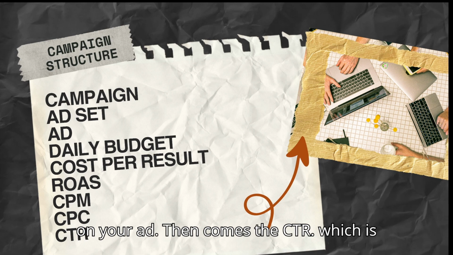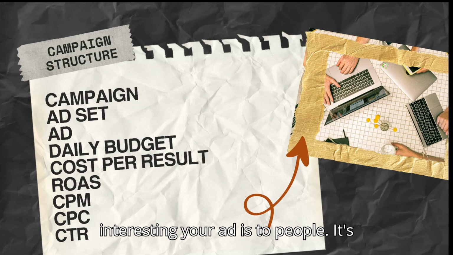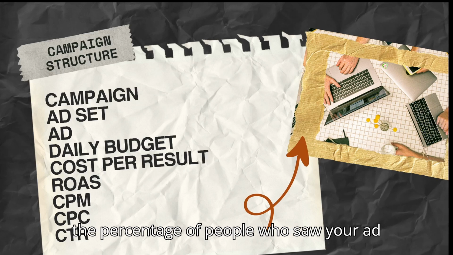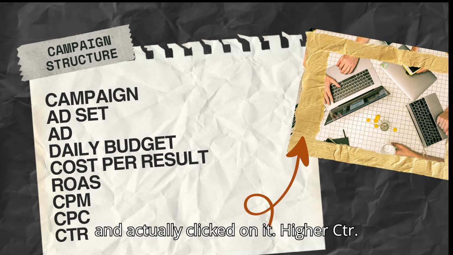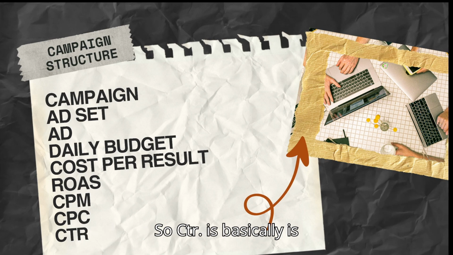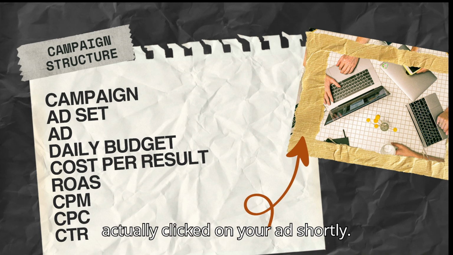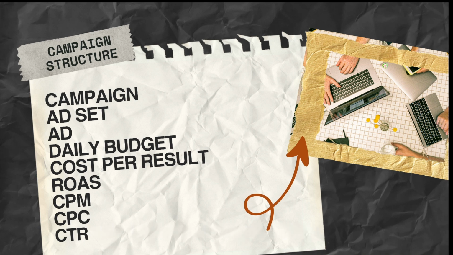Then comes the CTR, which is the click through rate. This shows how interesting your ad is to people. It's the percentage of people who saw your ad and actually clicked on it. Higher CTR usually means your ad is performing well. So CTR is basically the percentage of people who actually clicked on your ad.